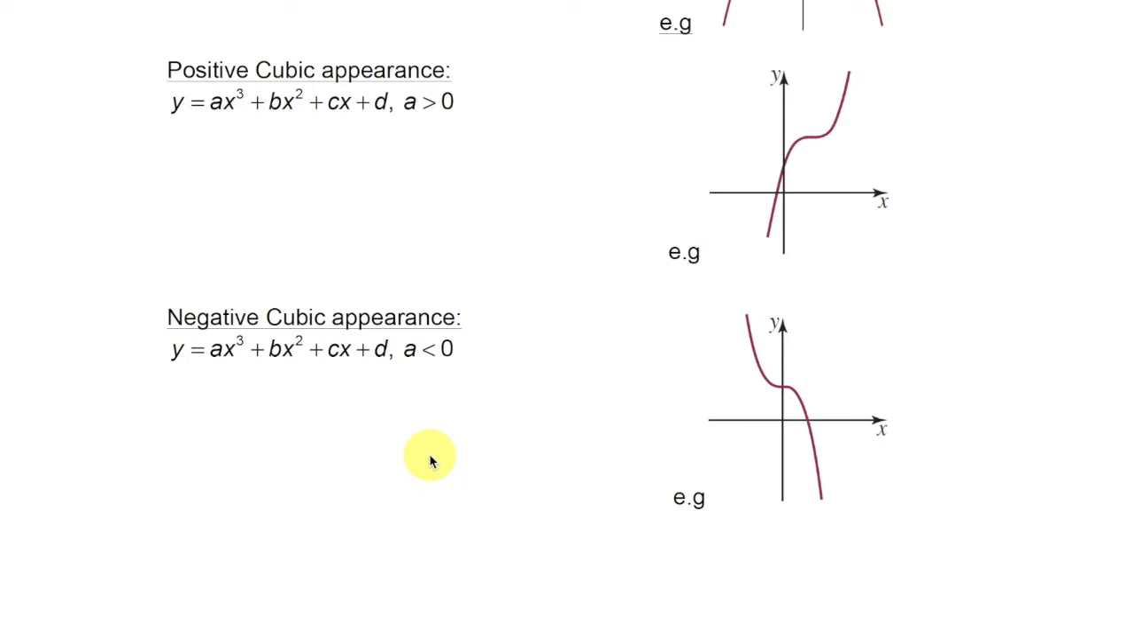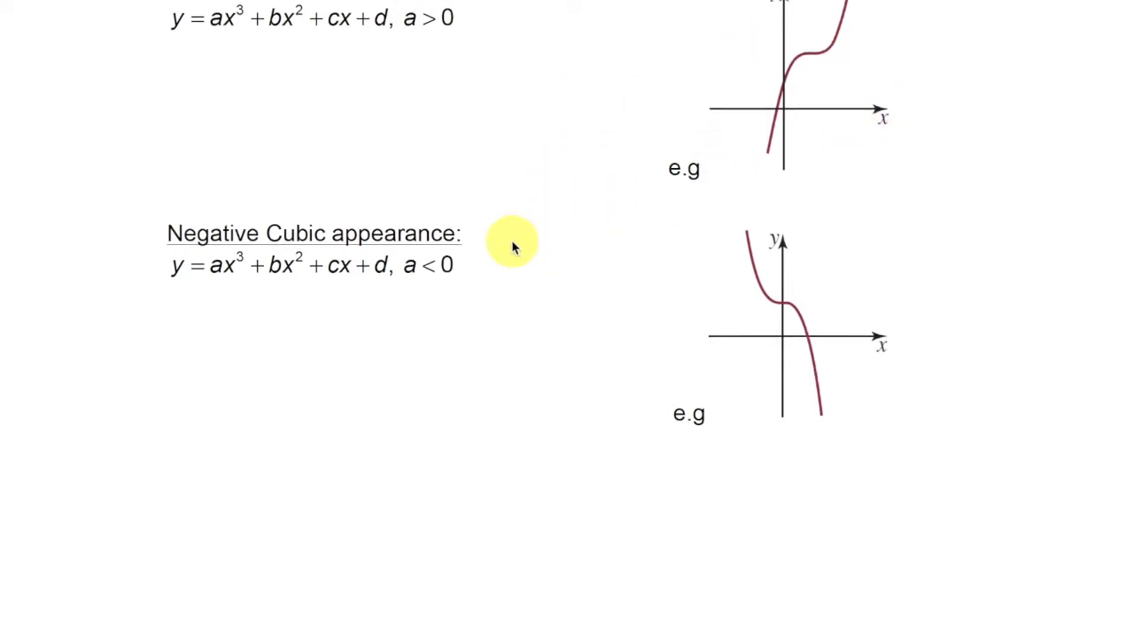Now, as far as turning points are concerned, the maximum number of turning points that we can have for a cubic will be 2. That's just 1 taken away from the 3 there. So 3 minus 1 is 2. Therefore, the maximum number of turning points we can have is 2. Now, in some cases, we might only have 1 turning point, or just a point of inflection. But the maximum number of turning points is 2.